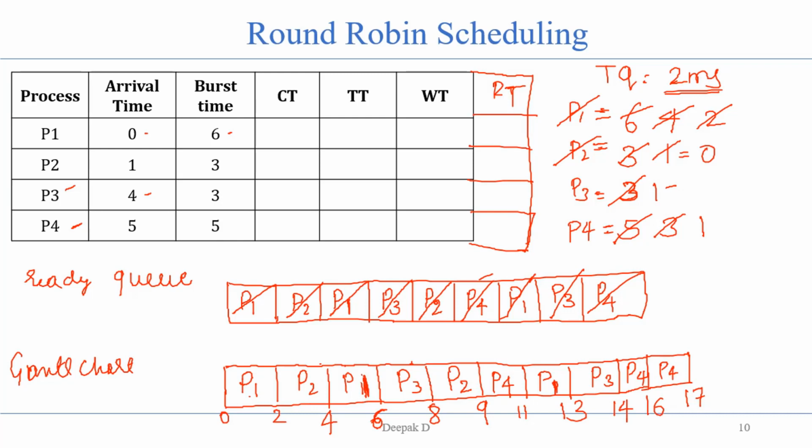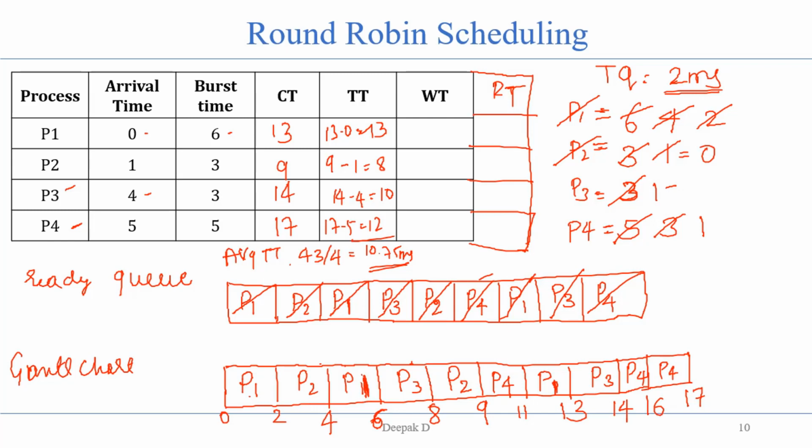Now we shall see the completion time. What is the completion time here? You can see P1 has completed at 13, P2 at 9, P3 at 14 and P4 at 17. Now what is the turnaround time? It is 13 minus 0, 13; 9 minus 1, 8; 14 minus 4, it is 10; and 17 minus 5, it is 12. So the value is 43 divided by 4, it is 10.75 milliseconds. That is your average turnaround time.